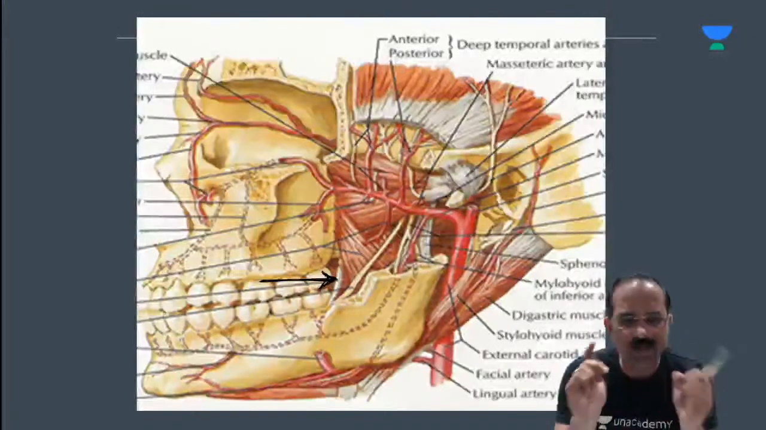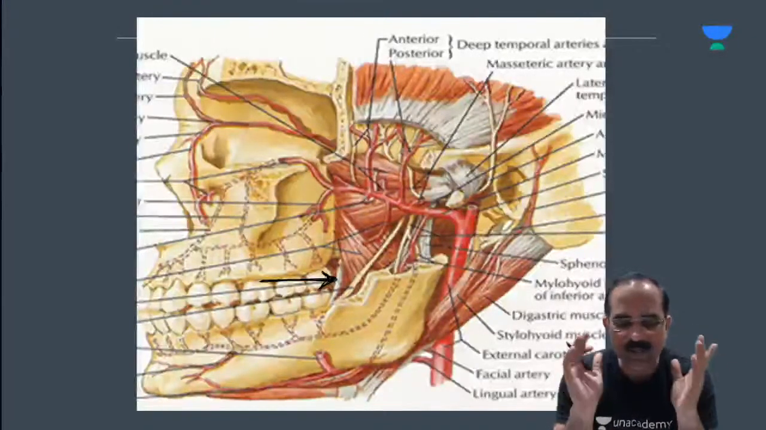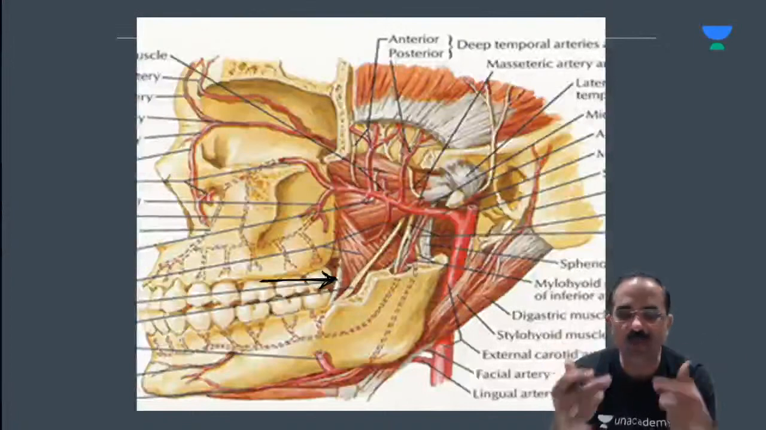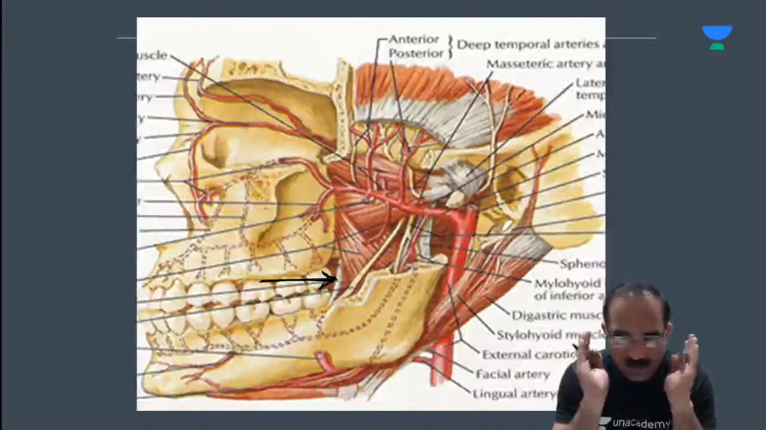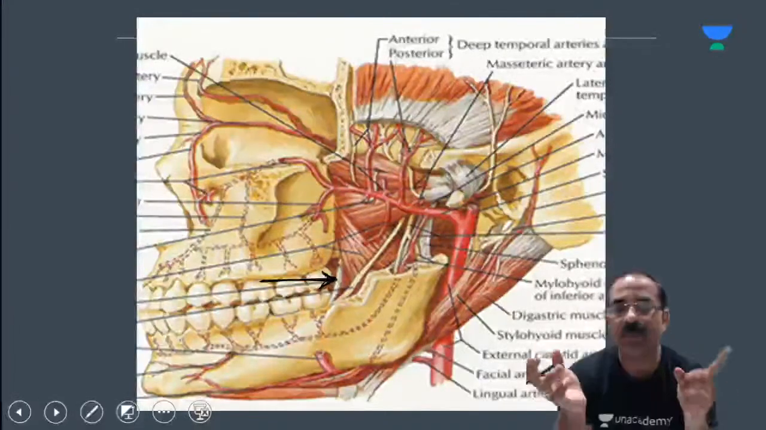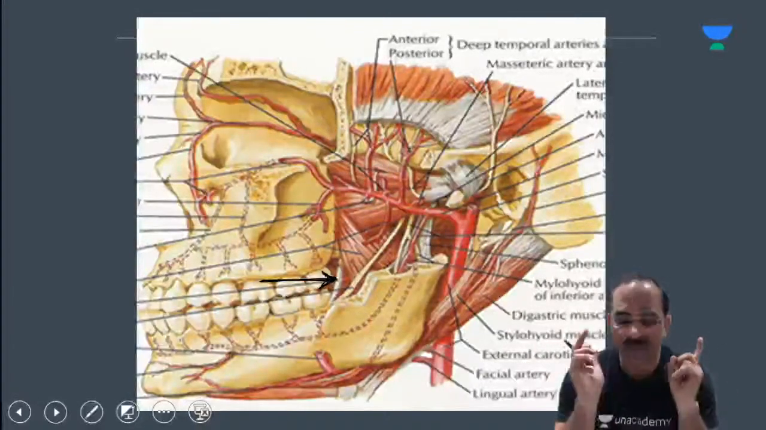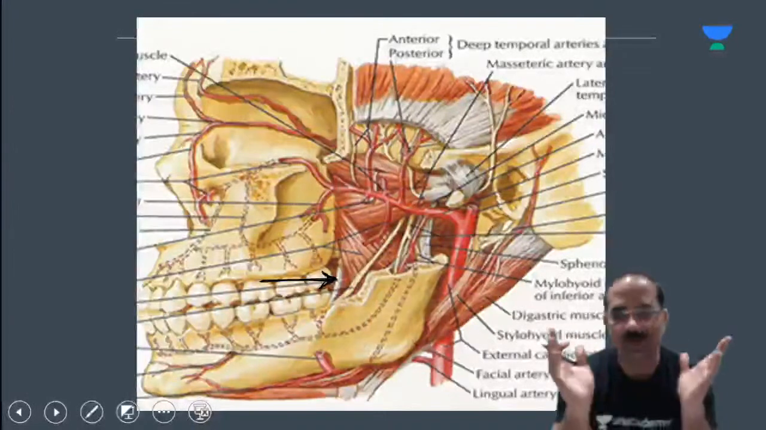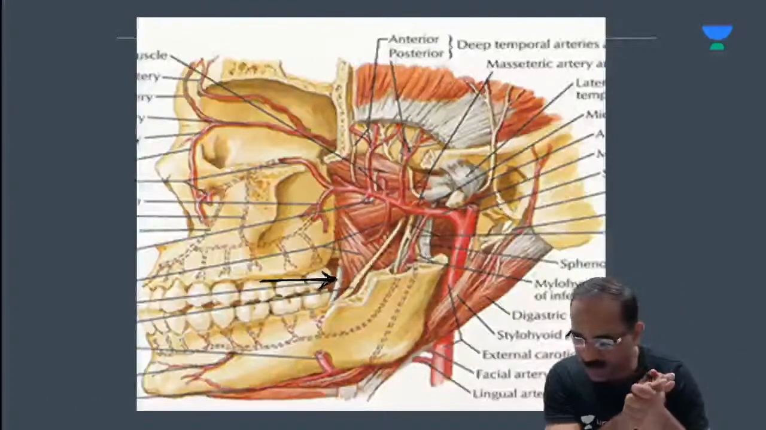Be very, very clear. What I want you to understand, children, is that the pterygomandibular raphe gives origin to two muscles. The muscle in front is the buccinator. The muscle behind is the superior constrictor muscle of the pharynx. Perfect. Superior constrictor muscle of the pharynx.